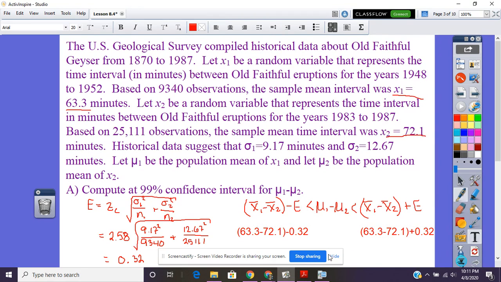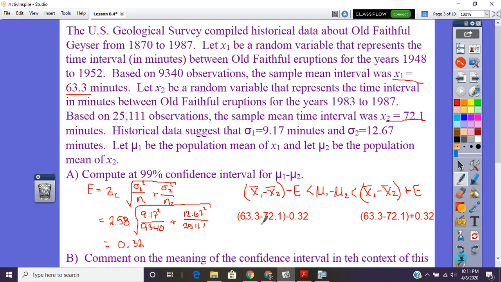All right, so our values that we get for that, we would get negative 9.12 and negative 8.48. And each of those are minutes. So negative minutes. Okay, well, let's see what part B is going to have us talk about a little bit.